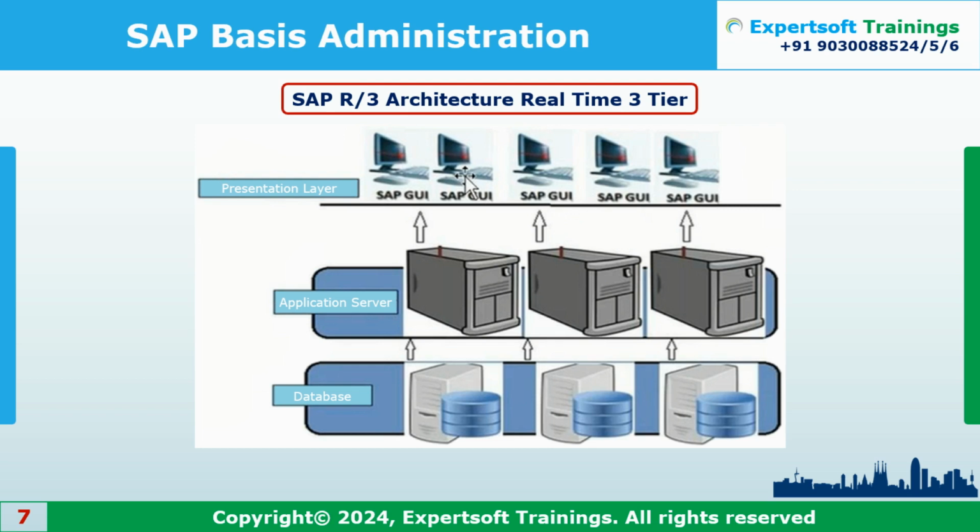Let me give you one more example. So why 3-tier architecture? Before 3-tier architecture, SAP used 1-tier architecture. Then it came to 2-tier architecture, and now it is using 3-tier architecture. So the question is why? Let me give you one more real life example. Let's suppose you are traveling with children, very small kids.